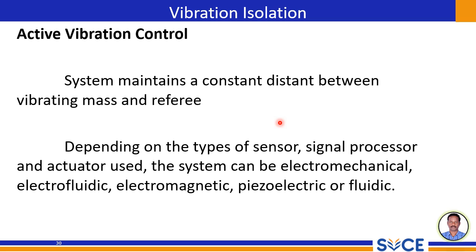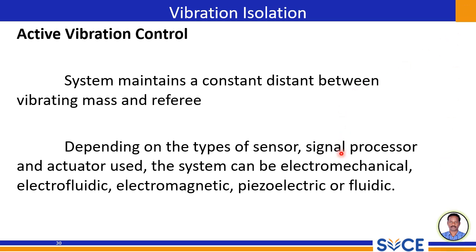Let's delve deeper into the characteristics of active vibration control systems. Here we focus on the fundamental principle and the different types of components used in these systems. The system maintains a constant distance between the vibrating mass and the reference. This highlights the core objective of active vibration control. The system aims to keep the vibrating mass at a fixed position relative to a reference point, effectively cancelling out the vibrations. The term reference may seem a bit unusual in this context.